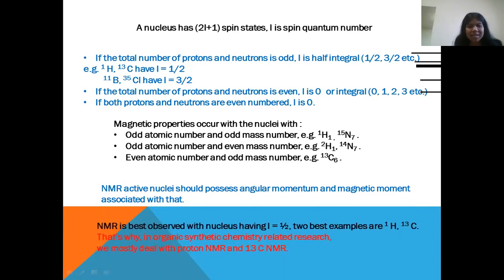So NMR is best observed with the nucleus having spin quantum number half. Two best examples are 1H and 13C. That is why in organic synthetic research, we mostly deal with proton NMR and 13C NMR. Any new molecule or known molecule, you just make it and you characterize it with proton NMR and 13C NMR.